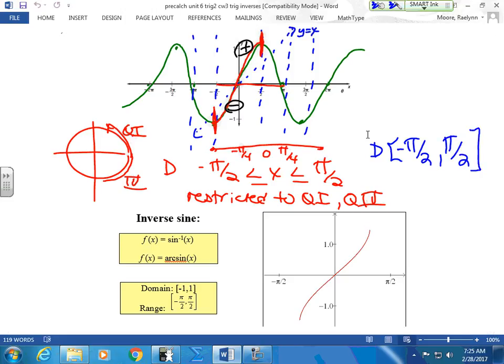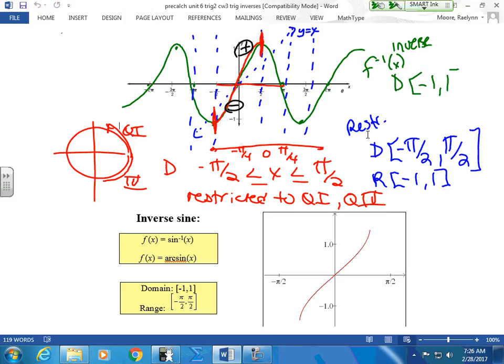Did our range change for the restricted sine? This is restricted domain. Did our range change? We still went from negative 1 to positive 1. Okay. Now, when we take its inverse, don't we switch the domain and the range? So the new domain will become what my range was, and the new range will become what my domain was.